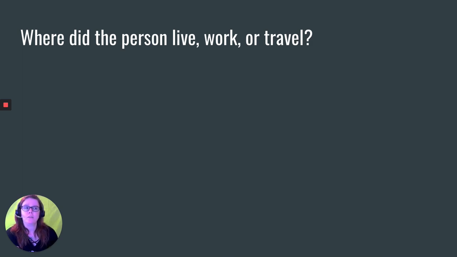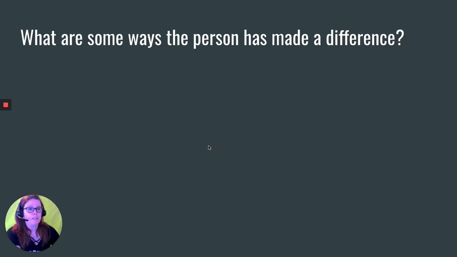Where did this person live, work, or travel? So there should be some place or setting, some location that this person was either living in, worked at, or was traveling to, because some of these biographies are about people that traveled. So you need to put that place or location here. And then it says, what are some ways the person has made a difference? So try to figure out from your reading what are some ways this person has made a difference to us? And then that's it. That's all you need to do.